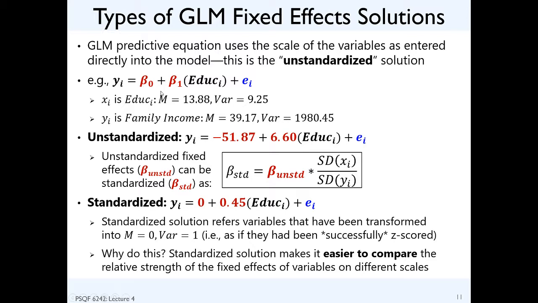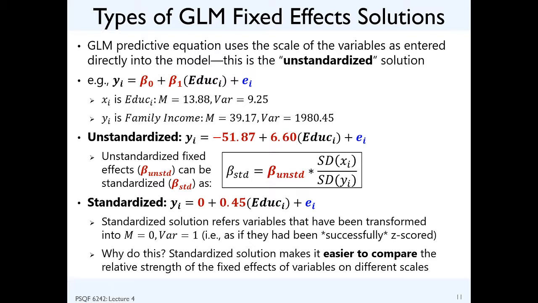So a general linear model that would examine the extent to which family income is predicted by education would look like this. Beta 0, when I estimate this model in SAS or SPSS or what have you, is estimated as negative 52, and beta 1, the fixed slope for education, is estimated as 6.6.